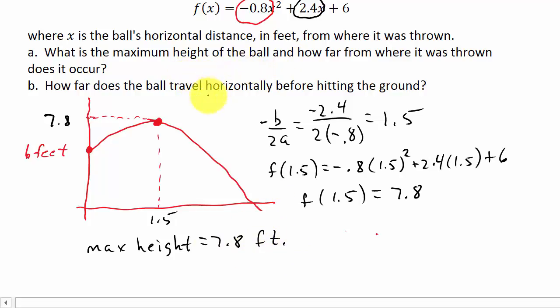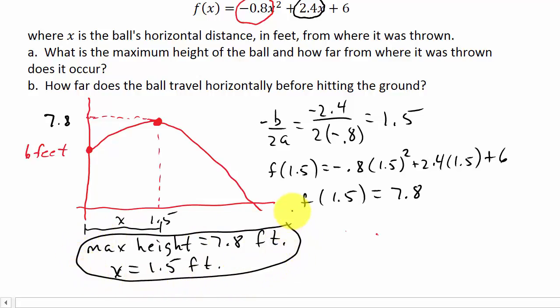and the distance from where it was thrown, let's just call that x. So x is equal to 1.5 feet, and this is our answer to part A.